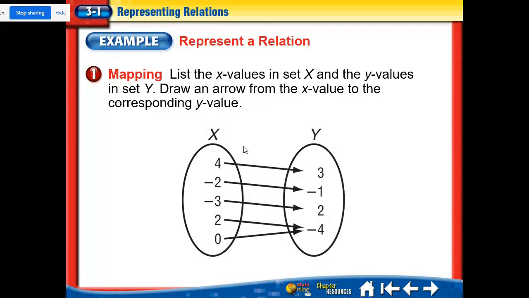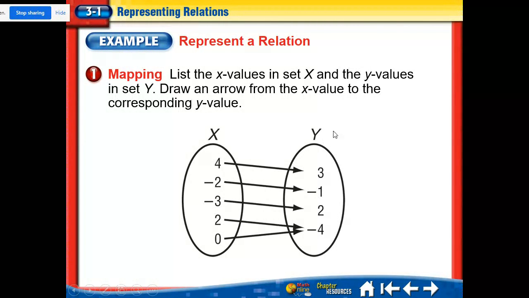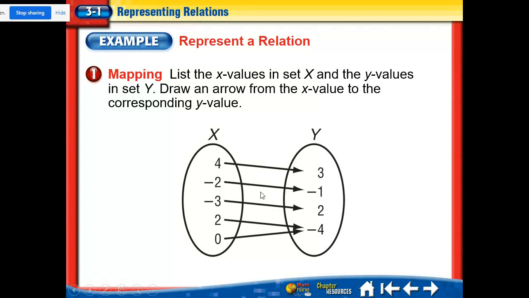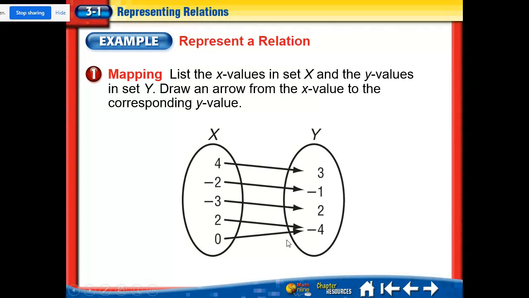All right, so what we do with a mapping is we do a circle over here for our domain and a circle over here for our range, our x and our y. If you don't want to put the x and y there, that's fine. And then we draw a line to connect each one. So 4 goes with 3 because that's the first ordered pair. The next ordered pair is -2 with -1, and we just connect the ordered pairs.